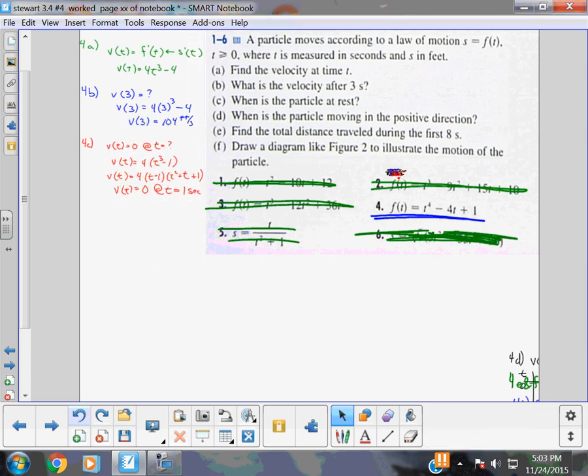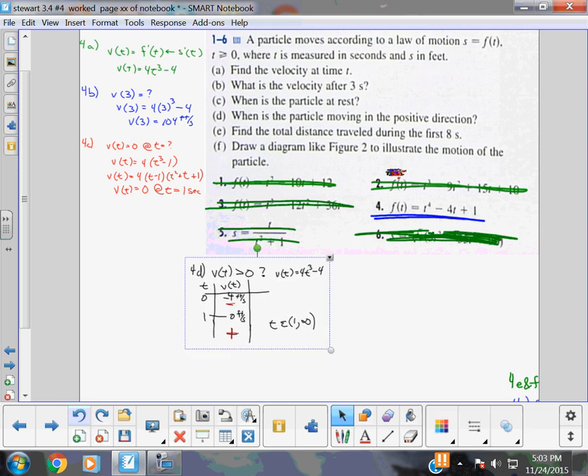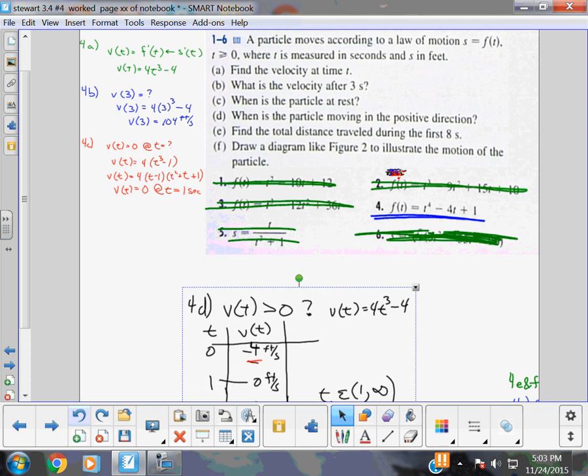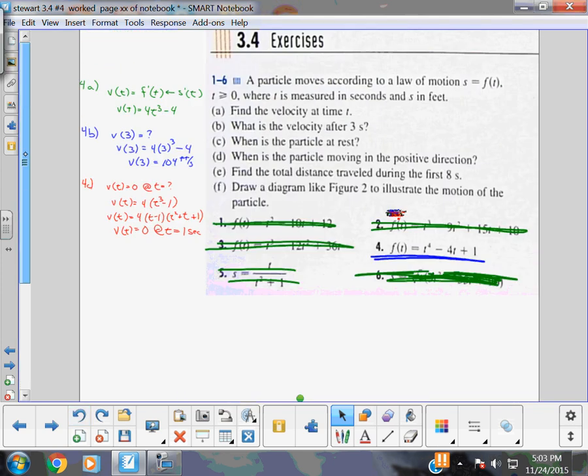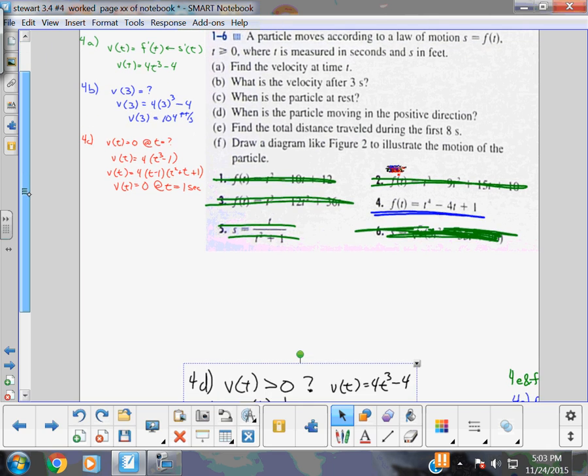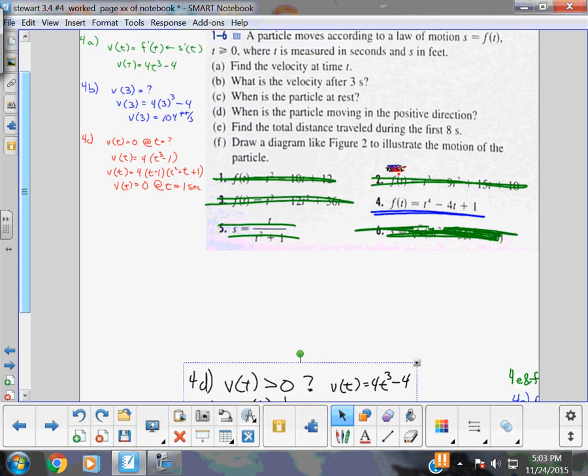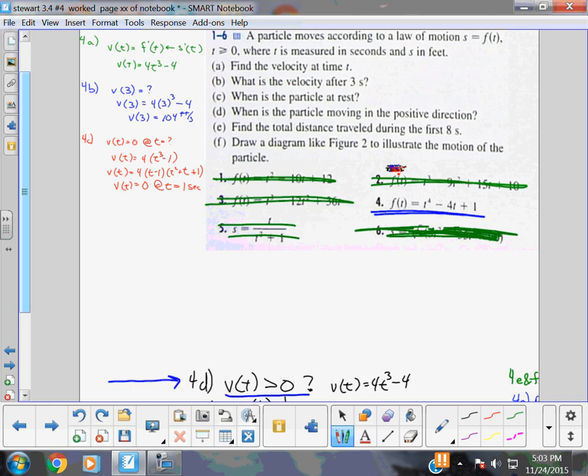Letter D. When is the particle moving in a positive direction? It's asking, when is the velocity greater than 0? And the important part here is you're going to have to use what we learned in part C, when the particle's at rest. Because the question here, and I'm trying to cut it off so we work at it the right way, is when is the velocity greater than 0? At what times? All right?